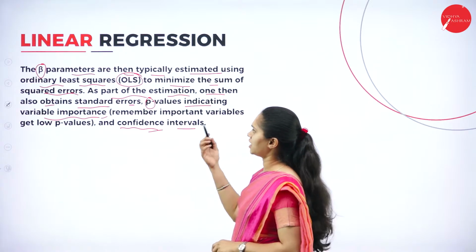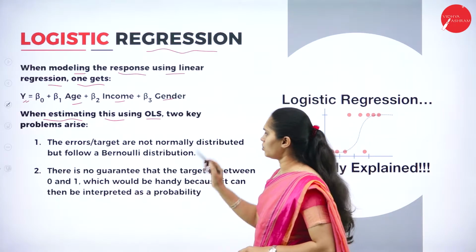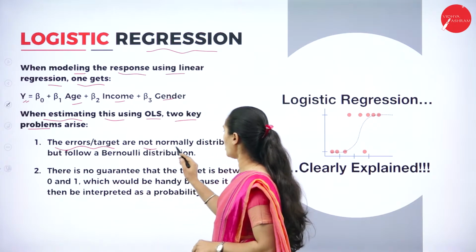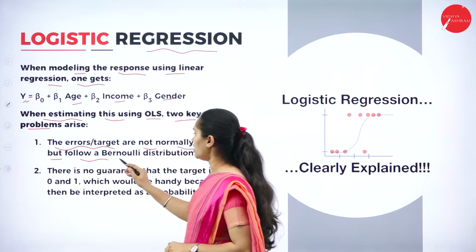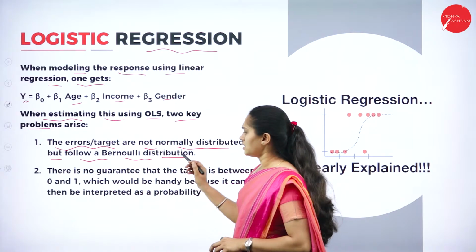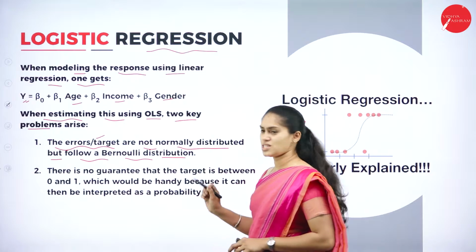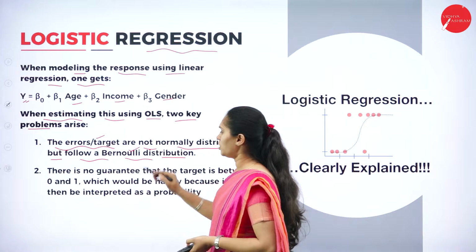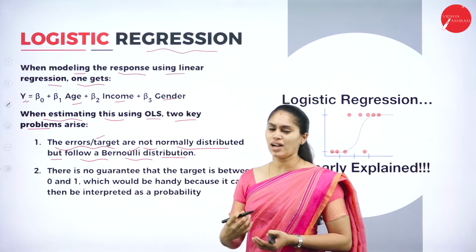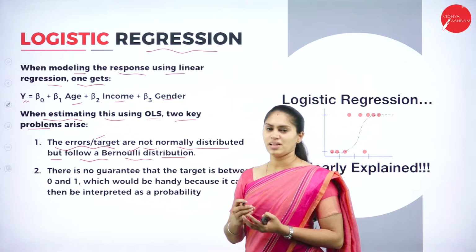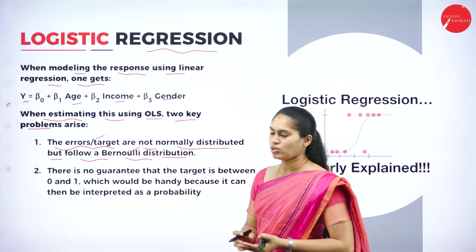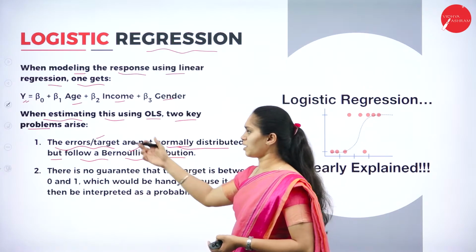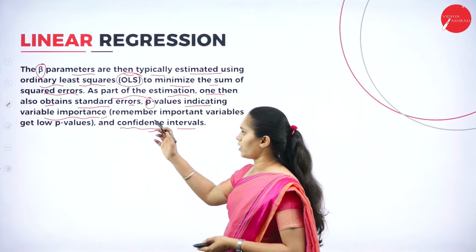When we use this linear regression model, we get two problems. What is the first one? The errors or targets are not normally distributed but follow a Bernoulli distribution. So these errors or targets are not distributed normally, and they follow a Bernoulli distribution. It will be based on the type of error that we get when we square this error.